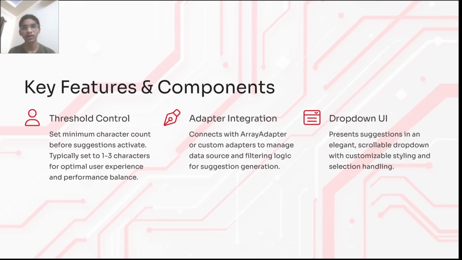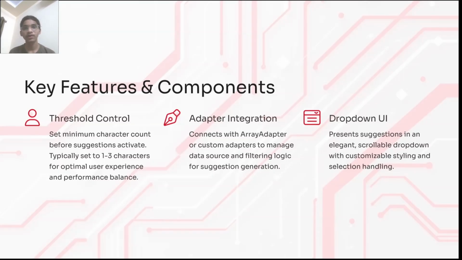Let's now look at the key features and components that make autocomplete TextView so effective. The first one is the threshold control. This allows us to decide after how many characters the suggestions should start appearing. Usually, it is set to 1 or 3 characters. This helps strike a good balance between performance and user experience because the suggestions won't pop up too early or too late.